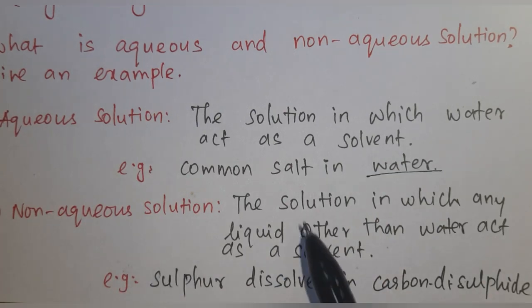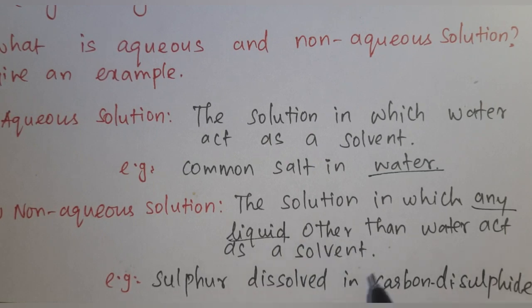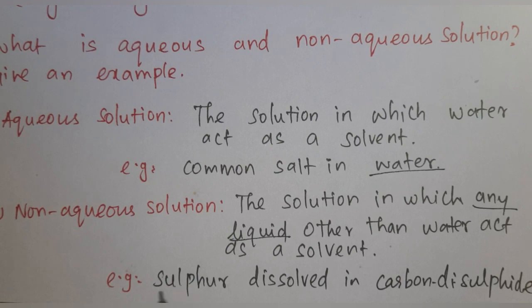Non-aqueous solution: the solution in which any liquid other than water acts as a solvent. Any liquid which acts as a solvent except water, that is a non-aqueous solution. Example, sulfur dissolved in carbon disulfide, because sulfur does not dissolve in water, hence sulfur is dissolved in carbon disulfide.